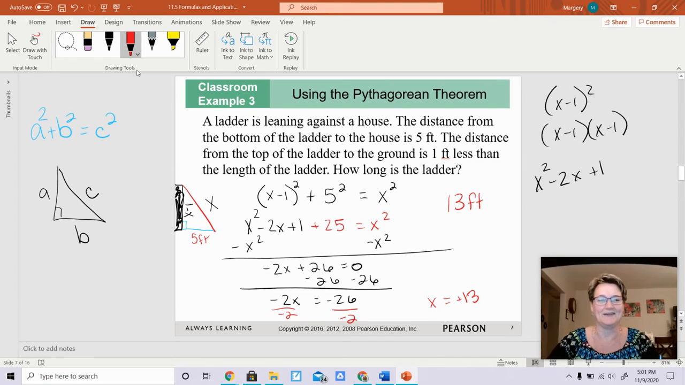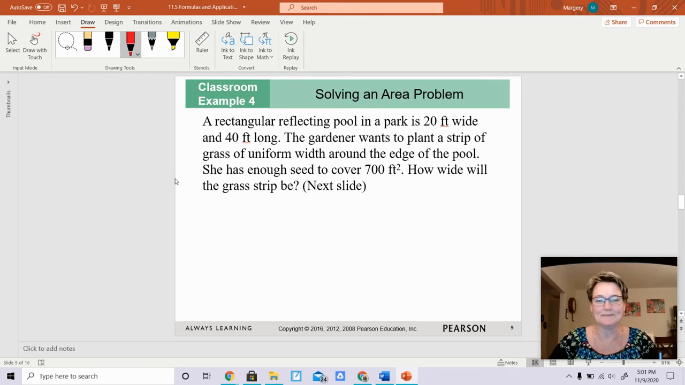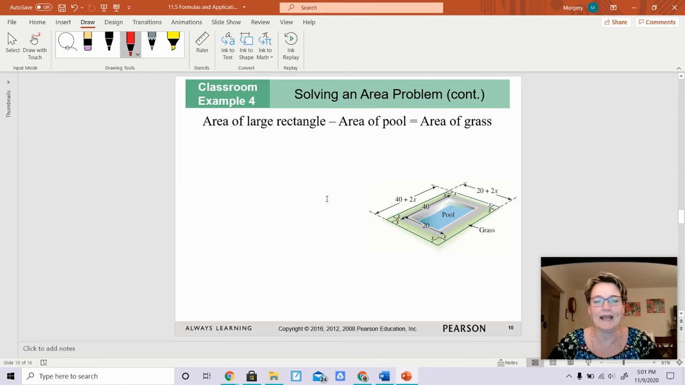All righty. Let's see what next one I have real quickly. This one is a reflecting pool. What they do is give you the dimensions of the pool, and you have x's on each side. Those x's are the same x, because those are the lengths of the new grass area. Now you've got to find the area of the pool, and then find the area of the entire expansion, and then you subtract them.